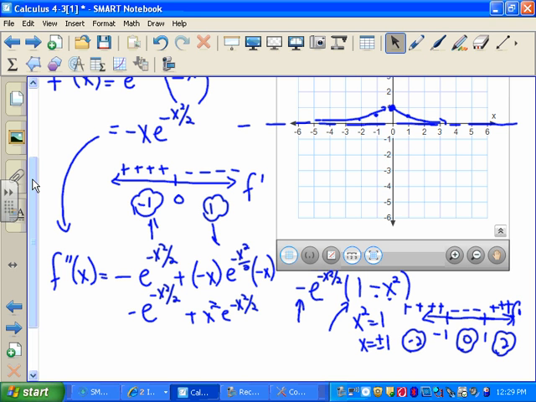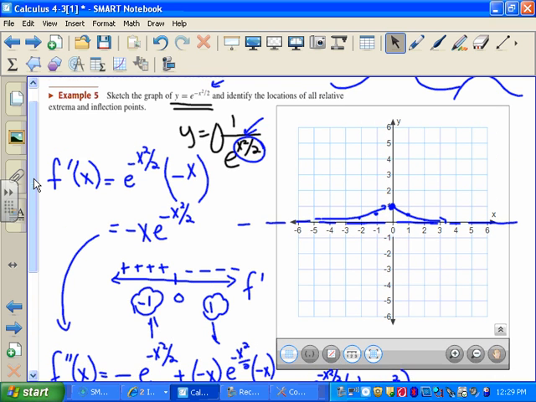Now that tells me that I'm concave up. So when I come up here, I realize this has to be going up, like catching water, and then it curves at this point, and then here it's now concave up, concave down, concave up. Inflection point, inflection point.